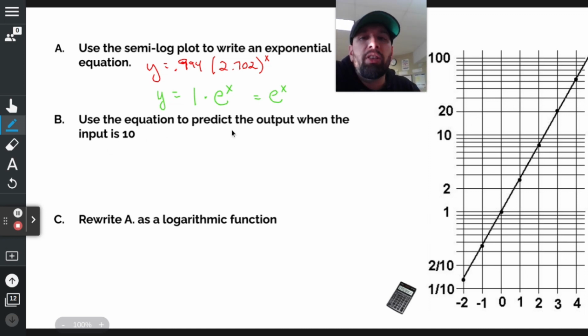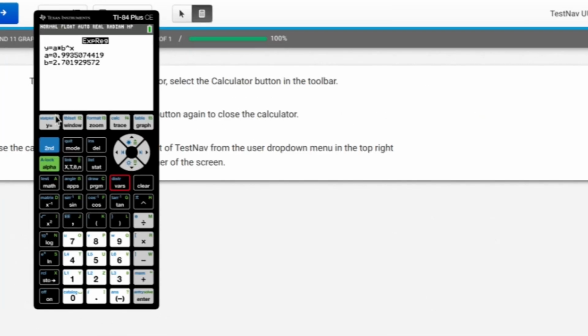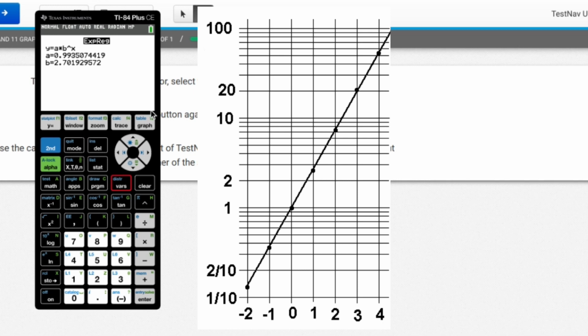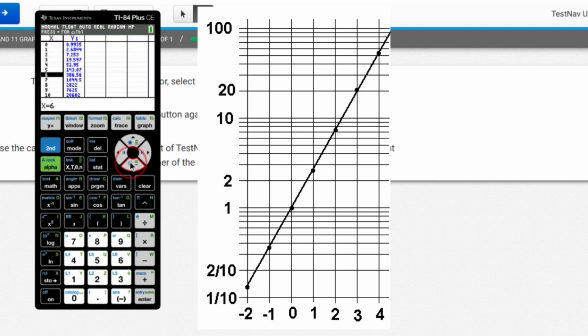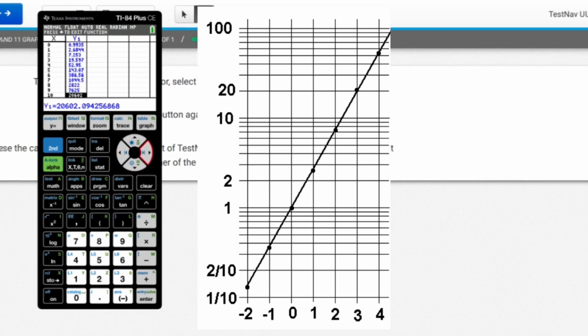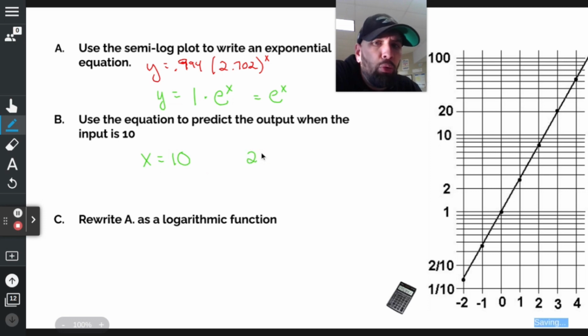Use this equation to predict the output when the input is 10. So basically what I'm going to do is I'm going to use that equation right there. I'm going to let x equals 10 without having to type that whole mess in. All right, now that I have that, I can see what happens when my input is 10. So I'm going to go to graph. There it is. I'm going to go to trace. If I can hit it again, second table, not trace. Go down to 10. Ooh, see what number that is. 20602.094. So this ended up being 20602.094. Yuck.